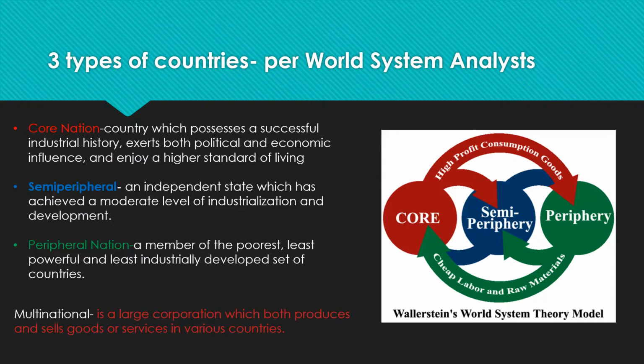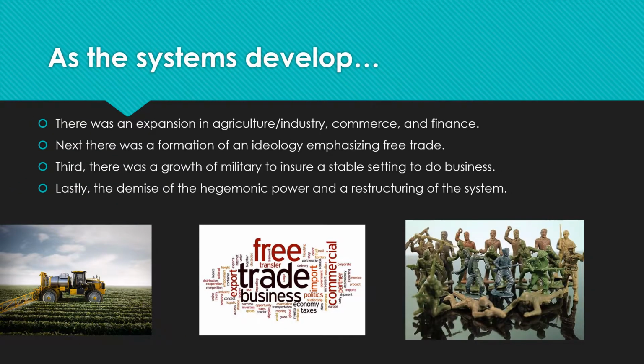So let's take a look even further into the conditions within the development of the world systems, and see that as the systems develop, there was expansion in agriculture and industry, commerce and finance. Then there was a formation of an ideology that emphasized free trade, and we'll talk about free trade a little bit later. Third, there was a growth in military to ensure a stable setting to do business. And lastly, there was the demise of the hegemonic power and a restructuring of the system.